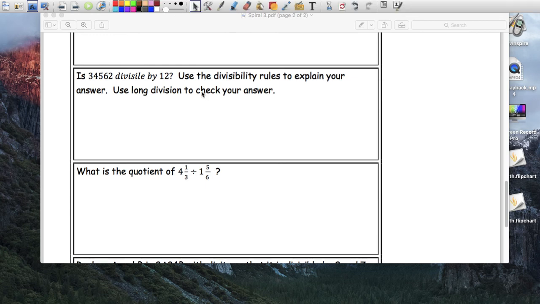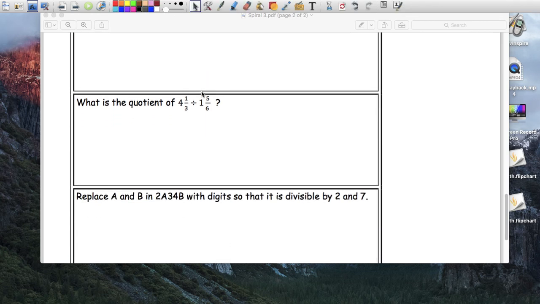What is a quotient? What is the answer to this problem? So here we have to change both from mixed to improper. 3 times 4 is 12, 13 over 3. Divided by 6 times 1 is 6 plus 5, 11 over 6. Here's our division problem. Let's find an LCM. LCM between 3 and 6 is 6.